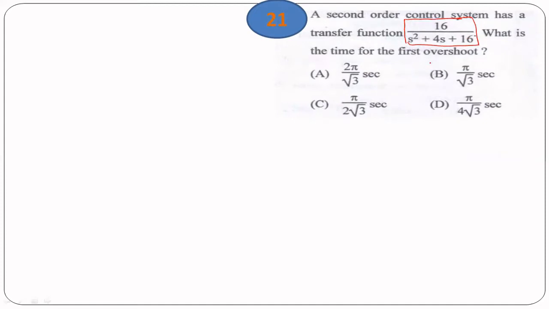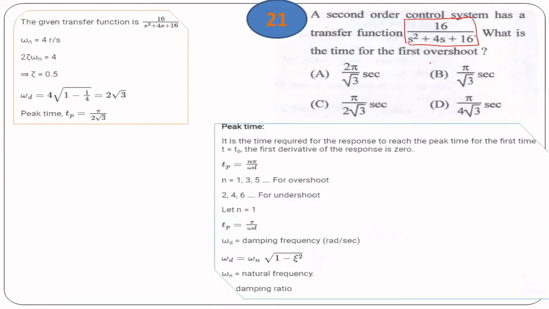Okay, let's try to understand the meaning of overshoot first before we get to the complete solution. Peak time is with respect to the response of a system. Peak time is nothing but the time required for the response to reach the peak for the first time. Okay, let's look into the solution, friends.